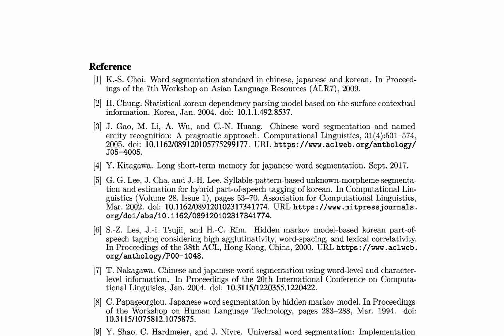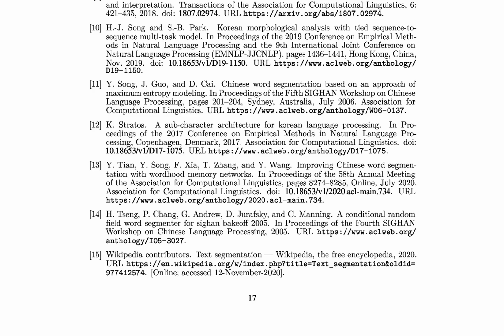For Japanese word segmentation, they mention studies that have employed long short-term memory, LSTM, networks and hidden Markov models. Regarding Korean word segmentation, the authors highlight research that has utilized syllable pattern-based segmentation, hybrid part-of-speech tagging, and tied sequence-to-sequence multitask models. They also acknowledge the importance of considering linguistic features unique to each language, such as Chinese characters, Japanese kanji, and Korean morphological analysis.